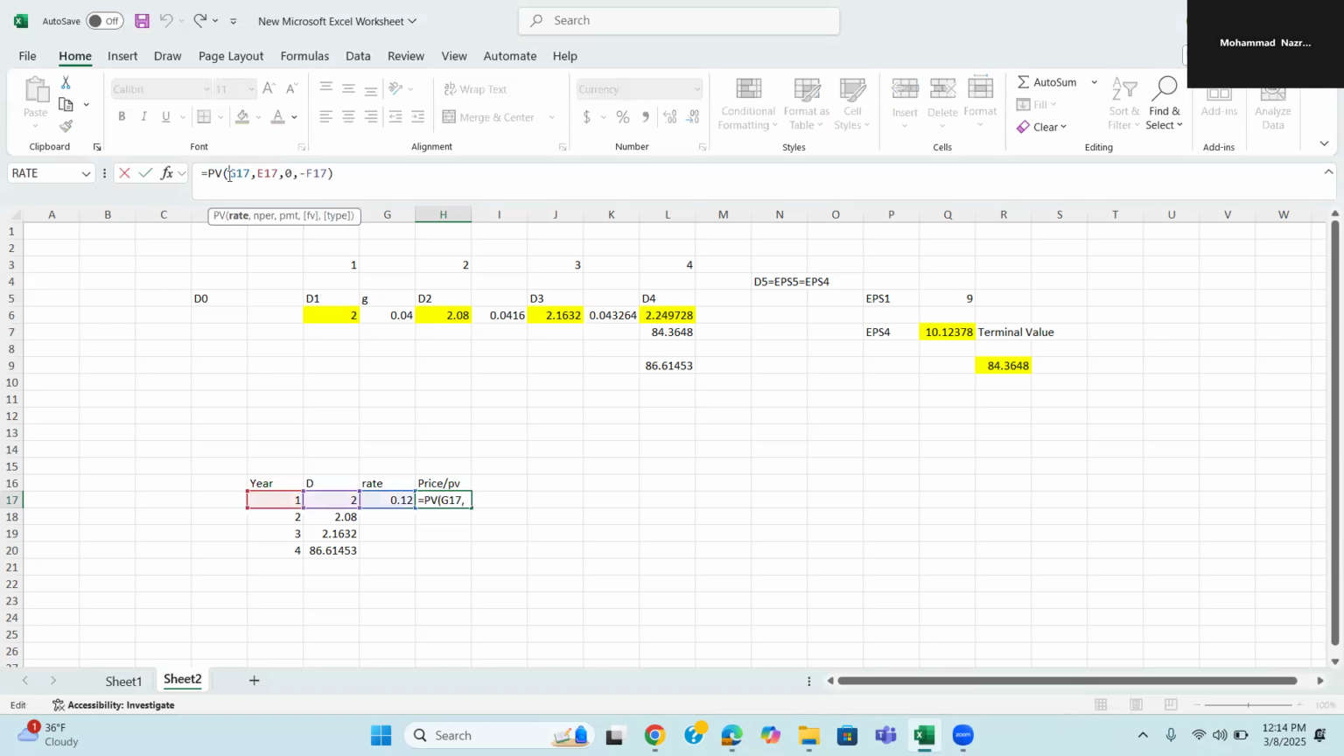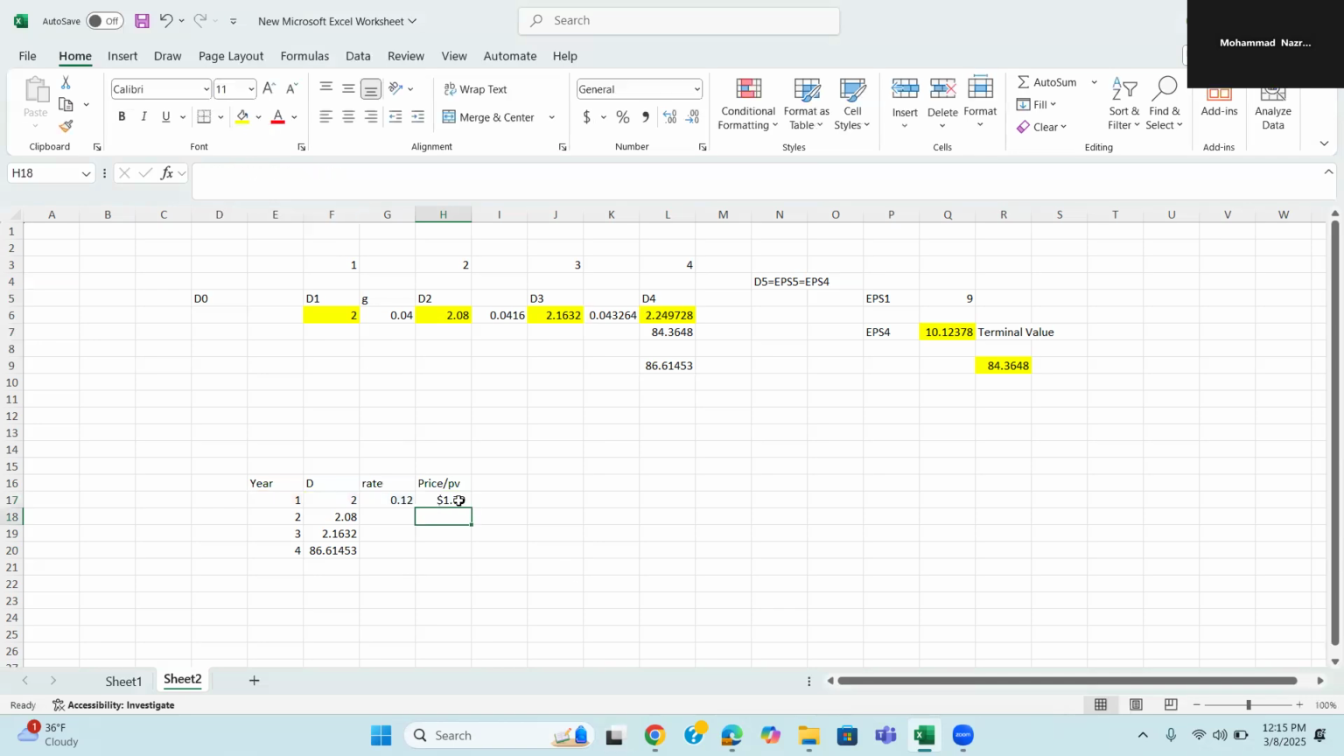So to fix it, you need to put a dollar sign before the letter of your column and the number of your row, just to make this fixed. Okay, so now you can just drag it down to the year 4, and you have all the present values for each of the 4 years. And I just sum up all the values here to get my price. You get it? 60.03. All right.